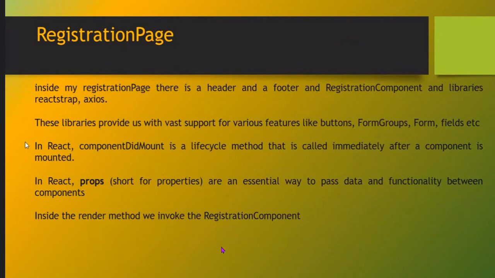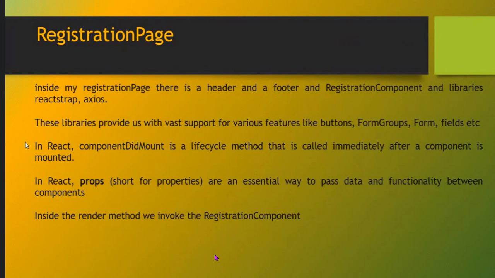In the same way, when we hit the registration page in the UI, in the App component, like I mentioned, we have Routes where we have configured the registration page. The control will go to that registration page, where we have the header and footer and the imports for the registration components and other libraries like Reactstrap or React Bootstrap, Axios, etc. These libraries provide various facilities like buttons, form groups, form fields, etc. Based on our requirement, we import those.